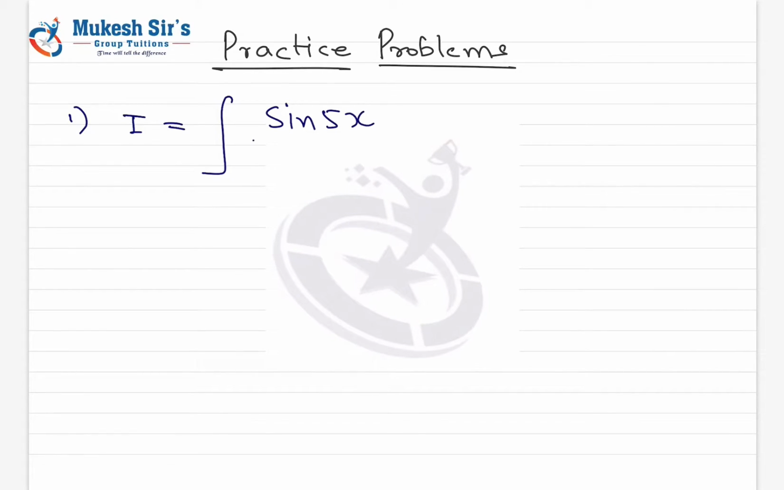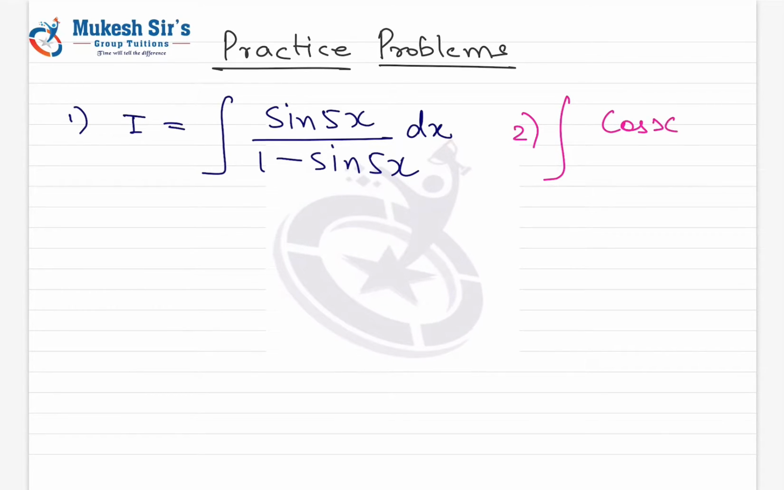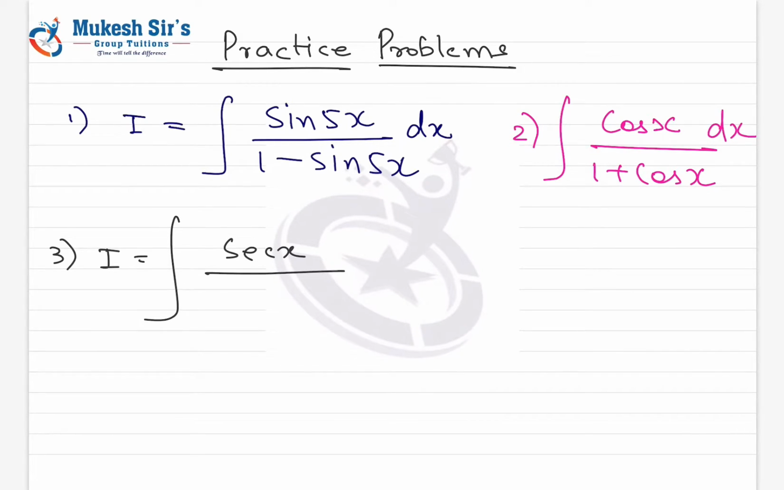So these are the sums to practice. Integration of sin 5x upon 1 minus sin 5x dx. The second sum, integration of cos x upon 1 plus cos x dx. The third sum, integration of sec x upon sec x minus tan x dx.